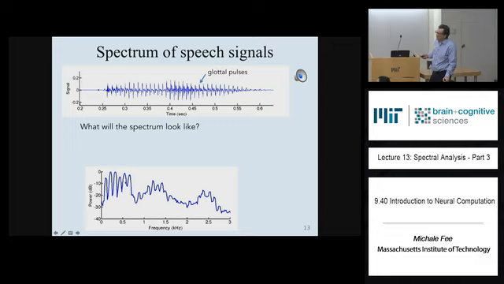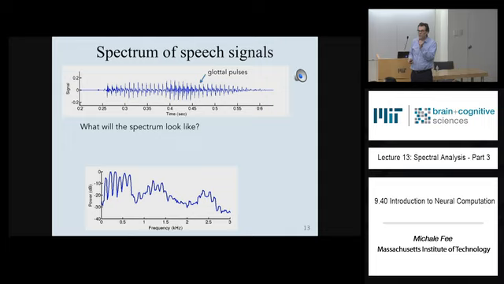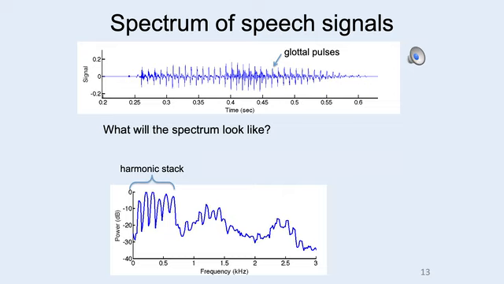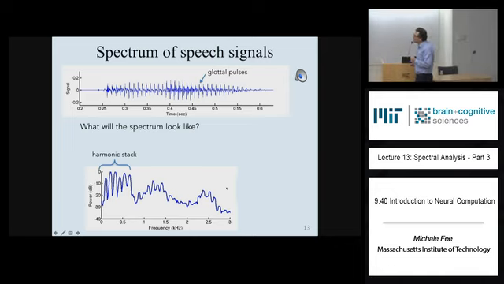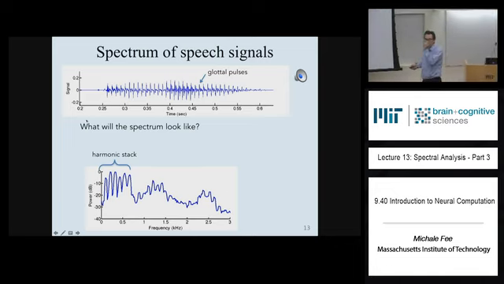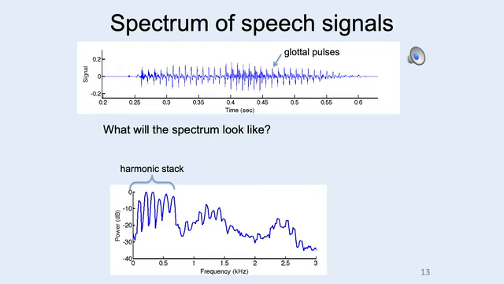A train of delta functions separated by about 100 hertz, right? That's a kilohertz. That's 500 hertz. That's 100 hertz. So you get a train of delta functions separated by 100 hertz. Okay? That's called a harmonic stack. The spectrum of a speech signal has a harmonic stack because the signal has these short little pulses of pressure in them.